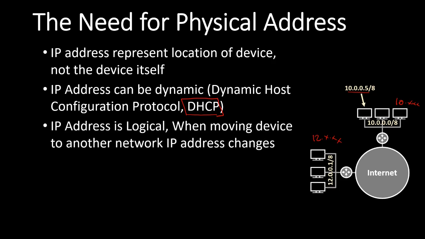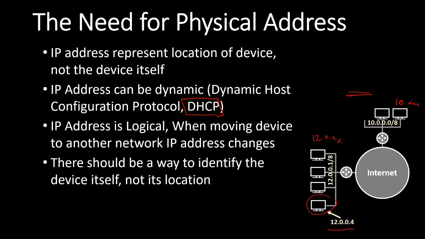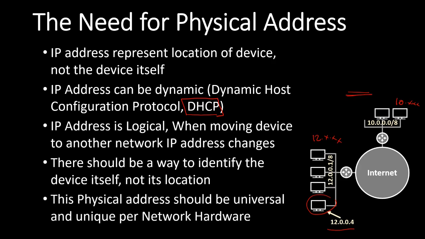IP address is logical, not physical, which means if you move a device from one network to another, the IP address will change. So for example, for the same device here, 10.0.0.5, if we move this device to the network 12, and if you connect it here to that network, this device will get a new IP address 12.0.0.4. So the IP address for this device changed when it moves from one location to another. So there should be a way to identify the device itself, not its location, and this physical address should be universal and unique per network hardware. And this is why we need MAC addresses.